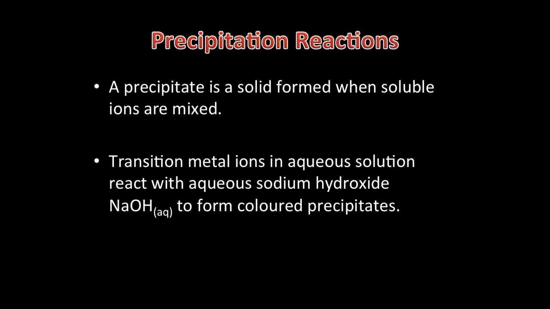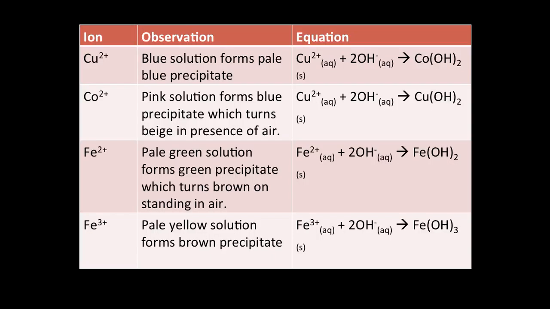You need to be able to write the ionic equations and state the observations for the reaction of copper 2+, cobalt 2+, iron 2+, and iron 3+ with sodium hydroxide. This table shows you all you need to know. It shows you the observations and the equations that take place when you add sodium hydroxide to each soluble transition metal ion.